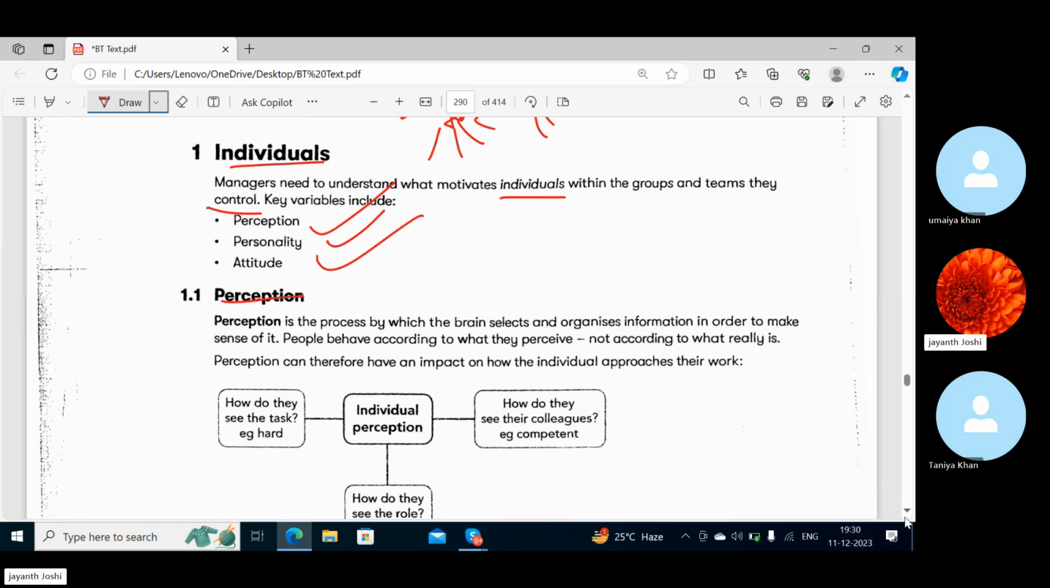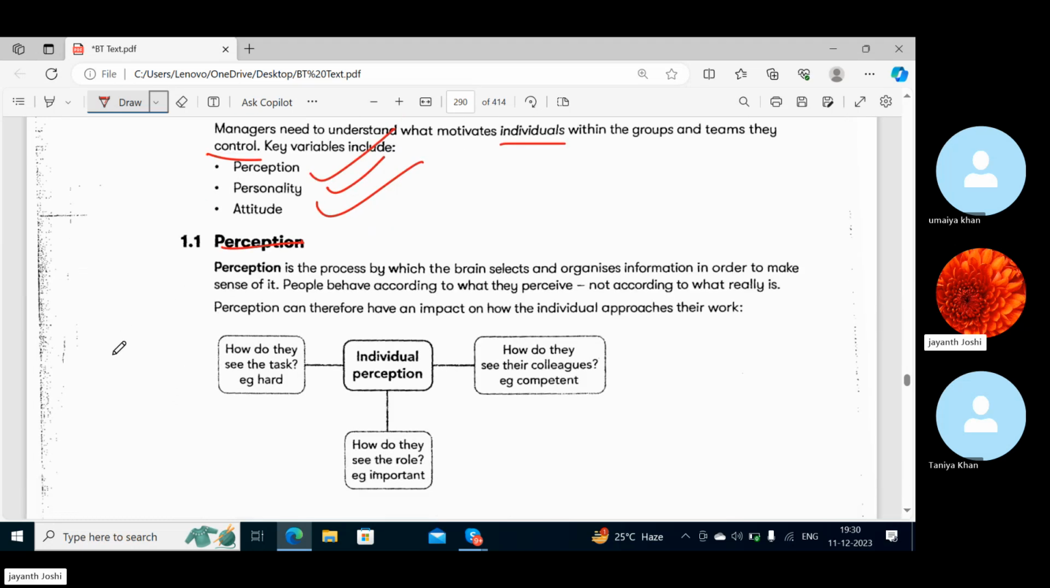What is perception? Perception is nothing but what you perceive, what you think in your brain, mind. Perception is the process by which the brain selects and organizes information in order to make sense of it. That means it is a process by which your brain selects, picks up, and organizes the information. Like, let's say I want to develop a perception regarding a particular individual or place. Let's say Taj Mahal. Taj Mahal happens to be one of the seven wonders of the world, right?